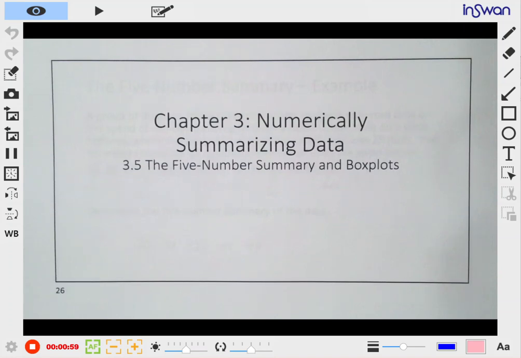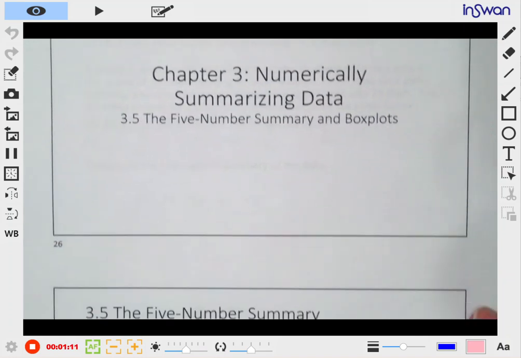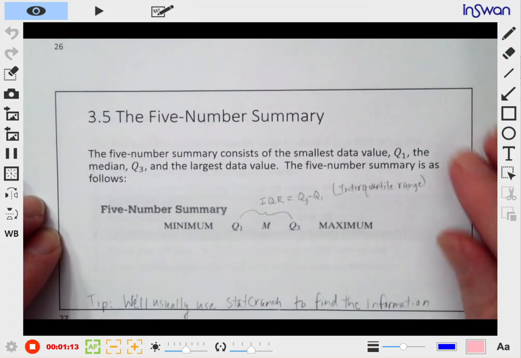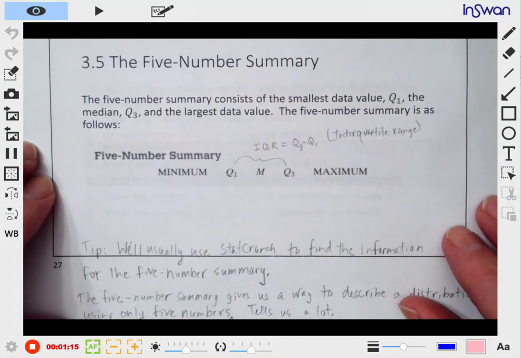Alright, in this video we are going to be going through 3.5, or I'm going to be going through the 5 number summary and box plots. So this should be relatively quick, not a whole lot going on here. Let's go ahead and look at what we mean by the 5 number summary.